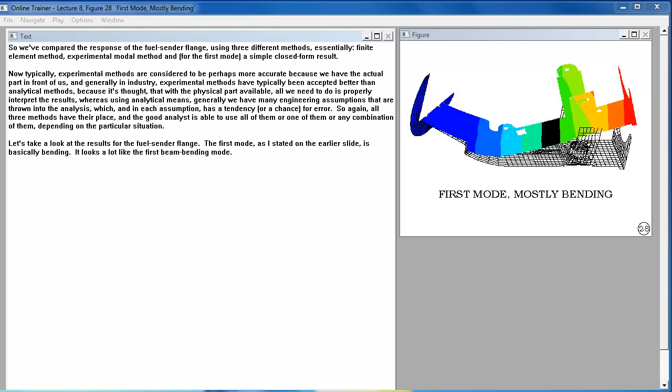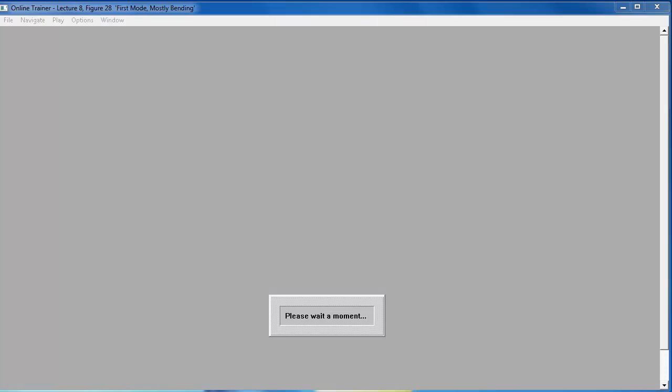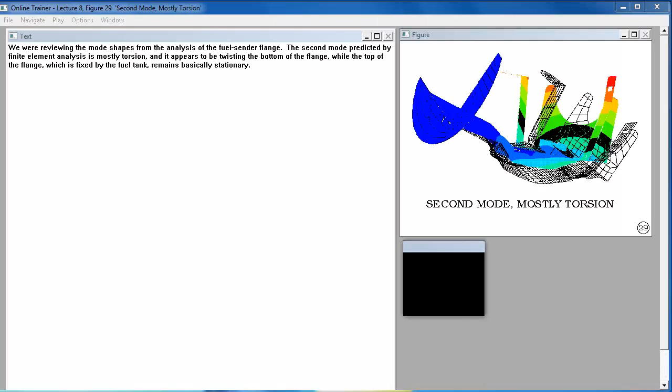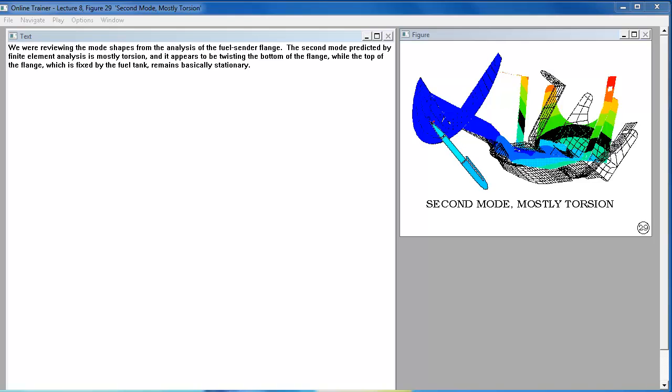Let's take a look at the results for the fuel sender flange. The first mode, as I stated on the earlier slide, is basically bending. It looks a lot like the first beam bending mode. We are reviewing the mode shapes from the analysis of the fuel sender flange. The second mode, predicted by finite element analysis, is mostly torsion, and it appears to be twisting the bottom of the flange while the top of the flange, which is fixed by the fuel tank, remains basically stationary.